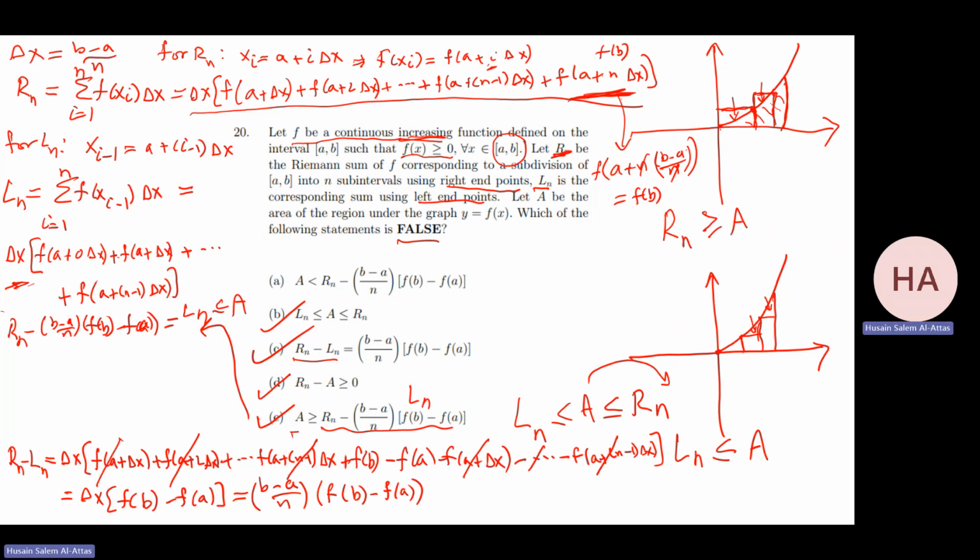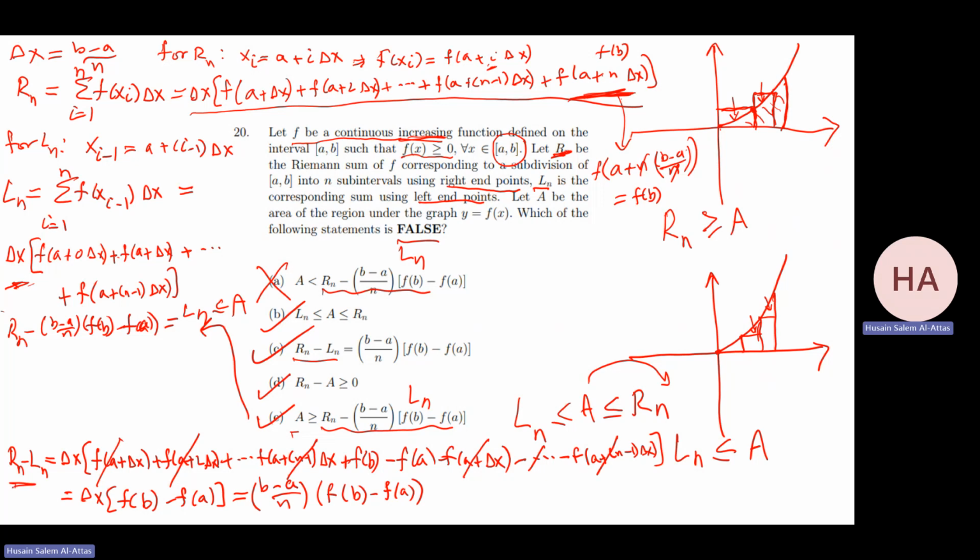This one is wrong, because this is Ln. A cannot be less than Ln. A is greater than or equal to Ln. So this is wrong. It's a little bit lengthy, but you get the idea. If you know it, then you can do it easily.